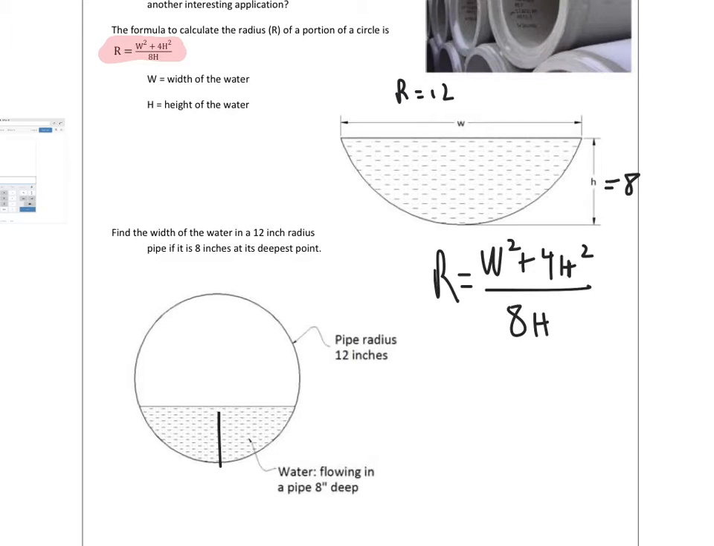Okay, and then the first step, we're going to plug in what we know. So we know the radius is 12. We actually don't know the width. That's what we're trying to solve for, W. And we've got a height of 8. 4 times 8, I want to put that in parentheses so it doesn't look like 48, squared, all over 8 times 8.